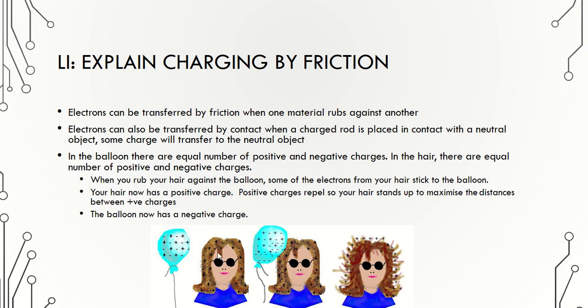So with a balloon, you've all done this tons of times. You've rubbed a balloon onto your hair. So initially the balloon was neutrally charged and your hair is neutrally charged. Now, when you rub your hair against the balloon, some of the electrons actually stick from your hair onto the balloon. Okay, now because your hair has lost some electrons, it now has a net positive charge.